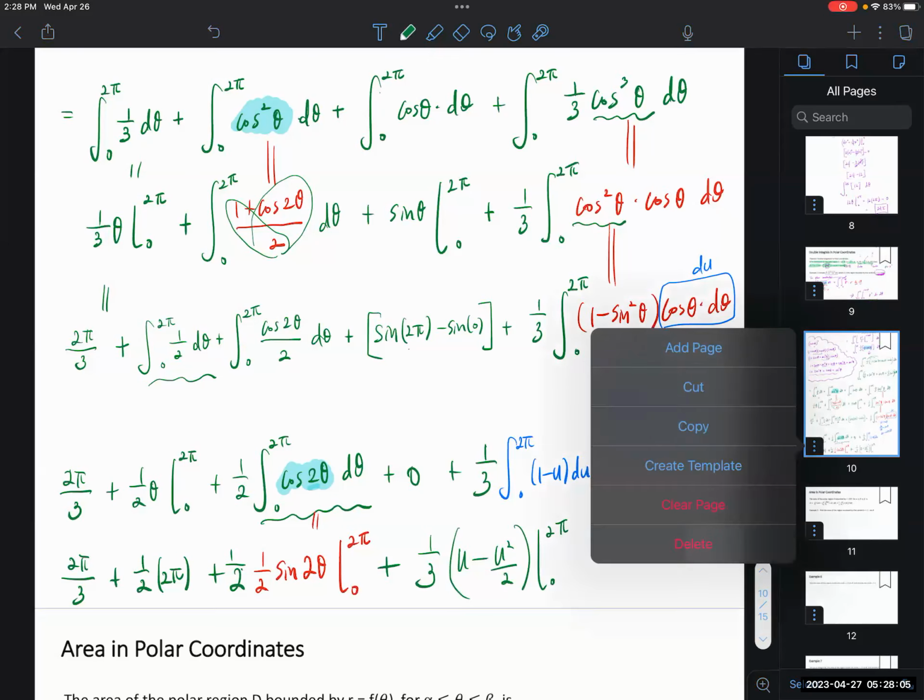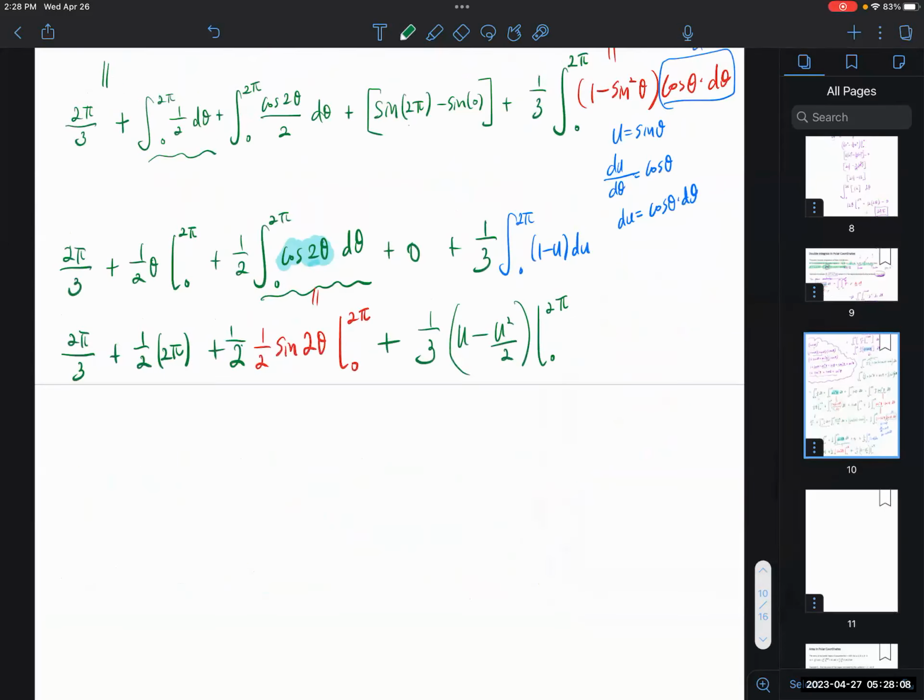Whew, it's a lot, I know. Almost. 2 pi over 3. This is going to be pi over 2. Actually pi, because the 2 cancels, my bad. This is just pi, because 2 pi divided by 2 is pi. And this is 1 over 4. And then we have sine 2 pi minus sine 0. Again, they are going to be 0, right? So sine 2 pi is 0, sine 0 is 0.